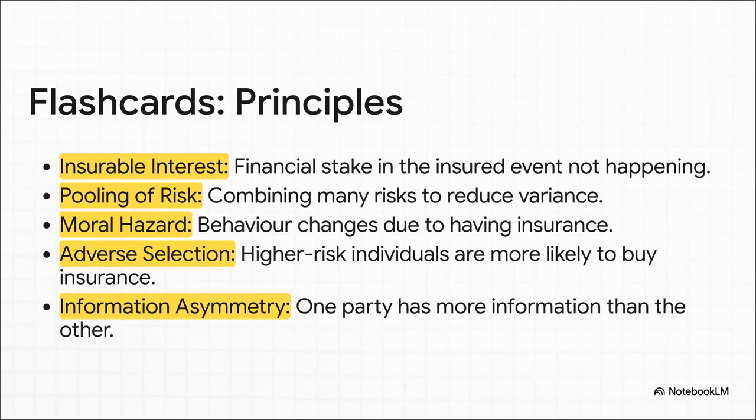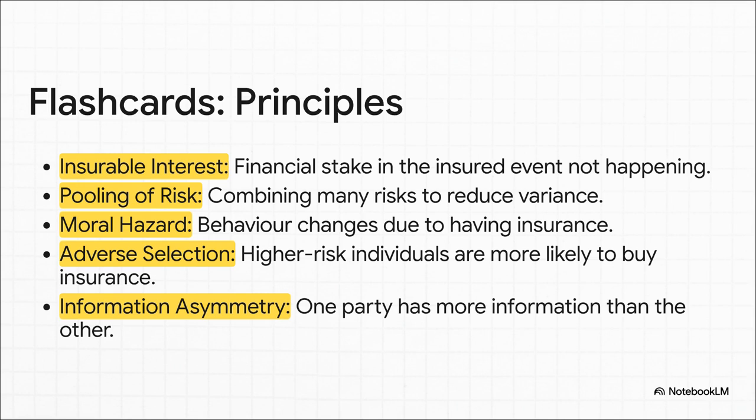All right, flashcard time. Core principles. Let's go. Insurable interest, the legal thing that makes it insurance, not just a bet. Pooling of risk, the magic of the law of large numbers, making the unpredictable predictable. Moral hazard, people acting differently because they have insurance. That's why deductibles exist. Adverse selection, high-risk people are the most likely to want insurance.